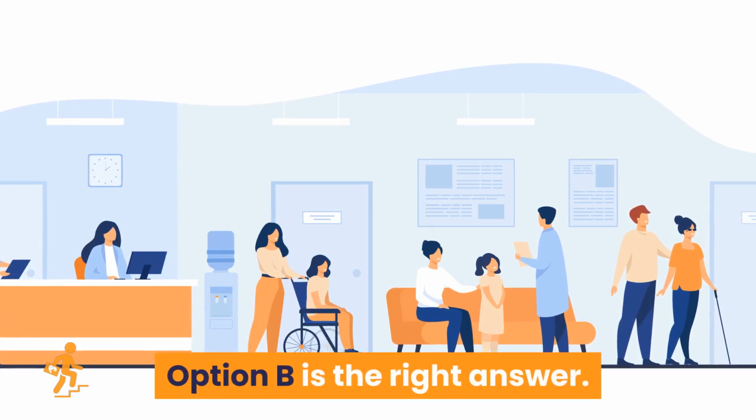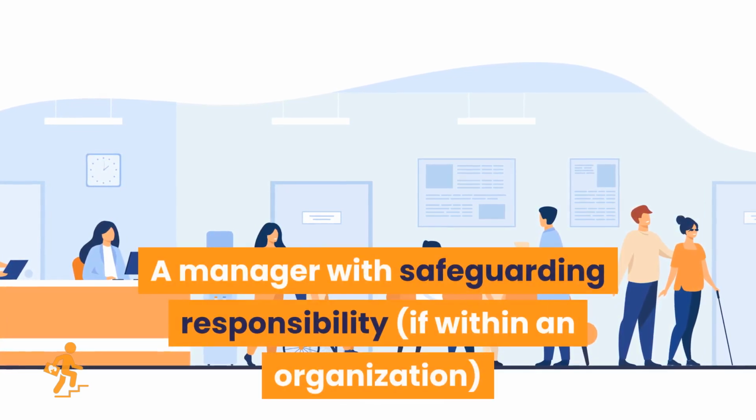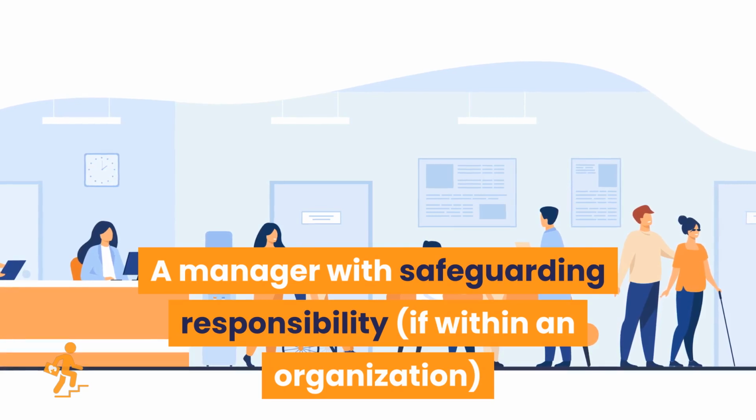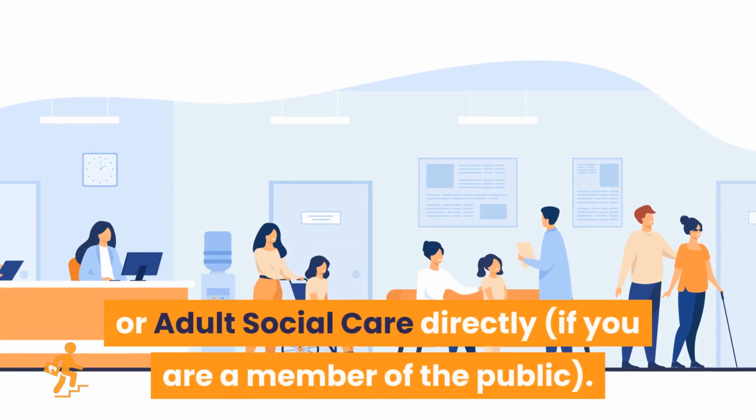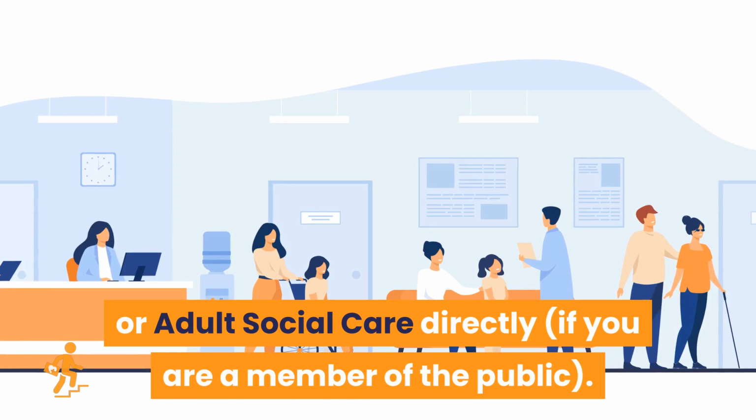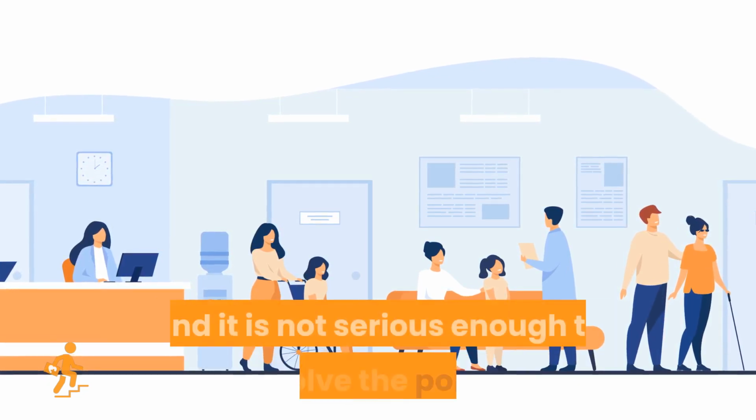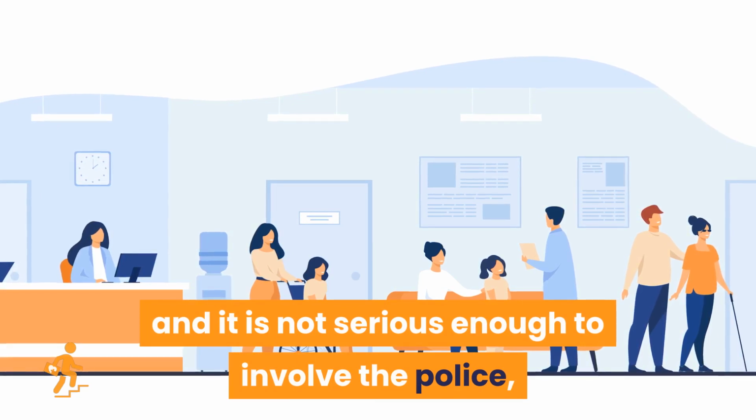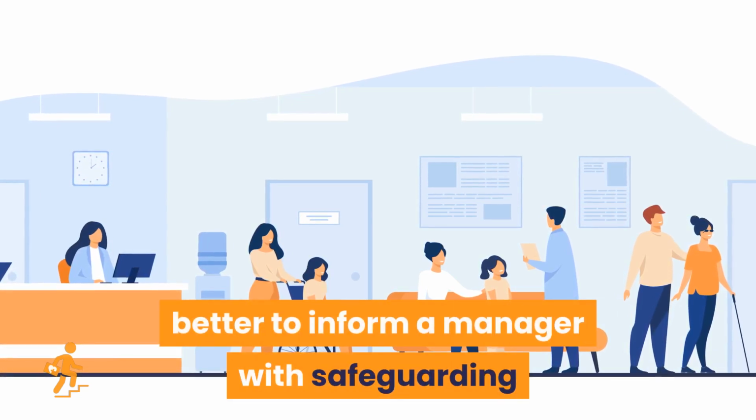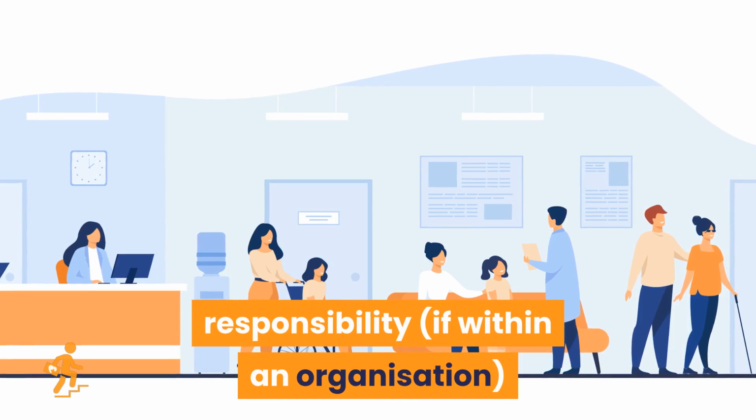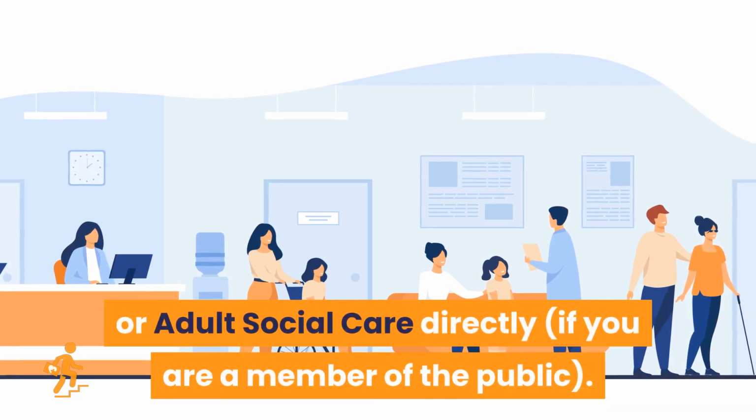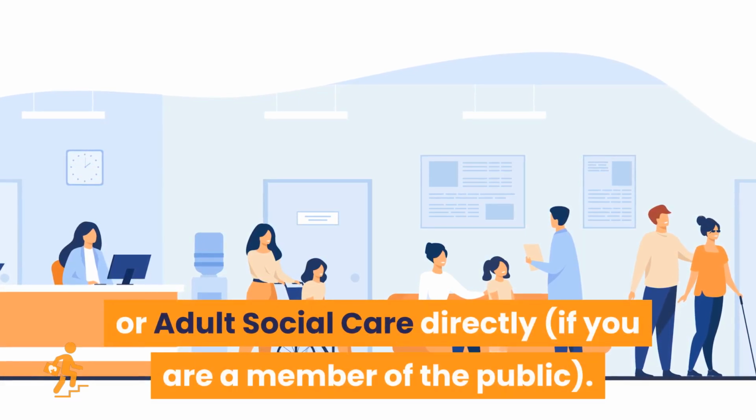Option B is the right answer. A manager with safeguarding responsibility, if within an organization, or adult social care directly, if you are a member of the public. If you suspect abuse is happening to someone, and it is not serious enough to involve the police, it is better to inform a manager with safeguarding responsibility, if within an organization, or adult social care directly, if you are a member of the public.